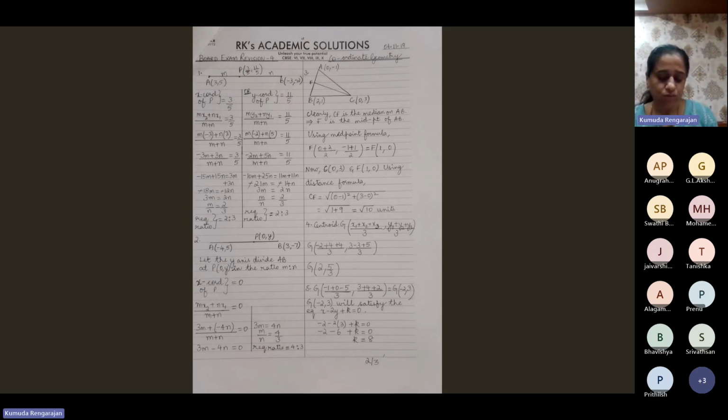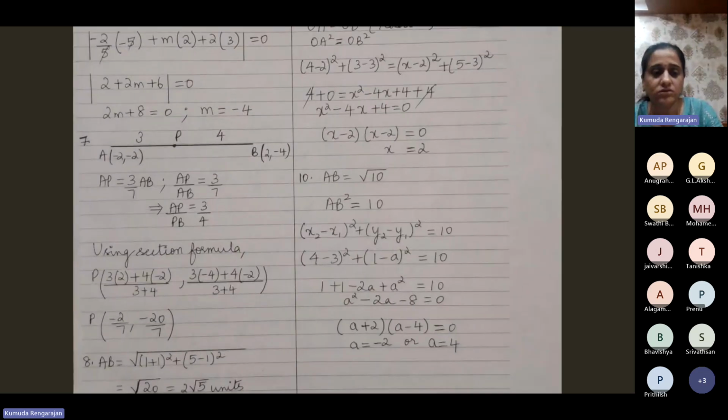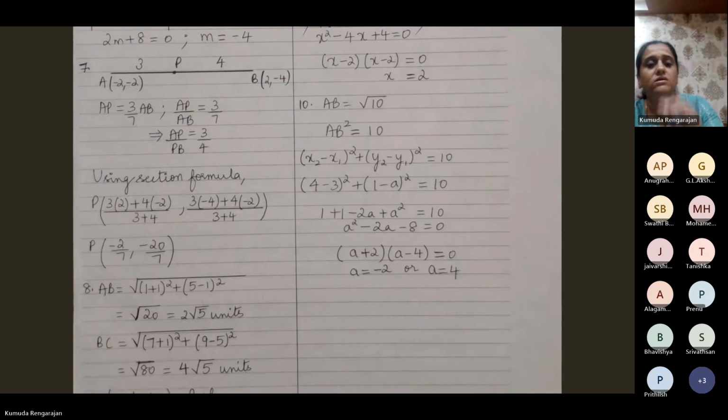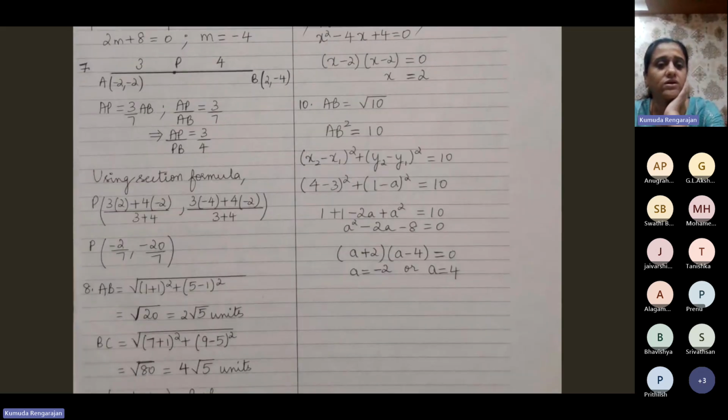Now you must have received the remaining answers on WhatsApp. Ignore the 6th one. See the 7th one. Question number 7, see. The required ratio is 3:4.